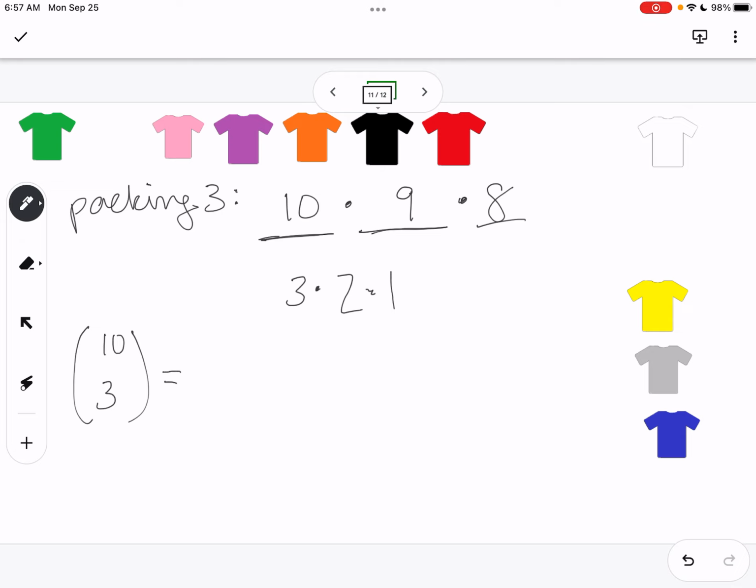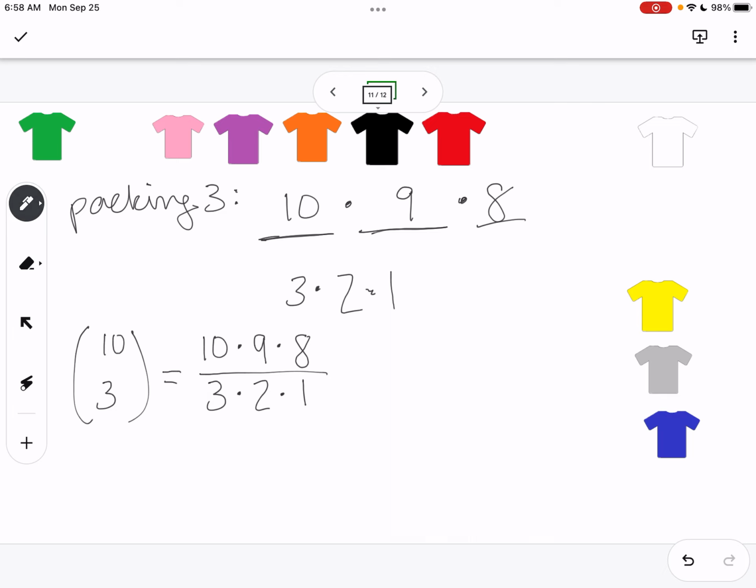When I'm picking with order, I'm choosing 3 items. The first item, there are 10 choices. The next item, there are 9 choices. And the last item, there are only 8 choices. Now, after I've chosen an order, I realize the order doesn't matter. So I want to divide by the number of ways I could have chosen those 3 shirts in any particular order. So as I'm choosing those 3 shirts, I have 3 choices for the first one, 2 choices for the second one, and 1 choice for the third one.